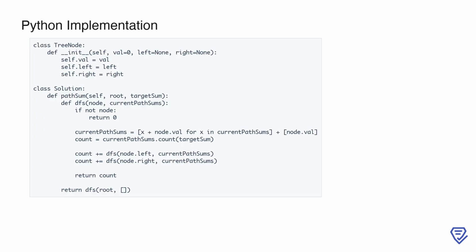The total count for the current subtree is the sum of matching paths from the current node and its left and right subtrees. 4. Return statement. The pathSum function starts the DFS with the root node and an empty list of path sums.